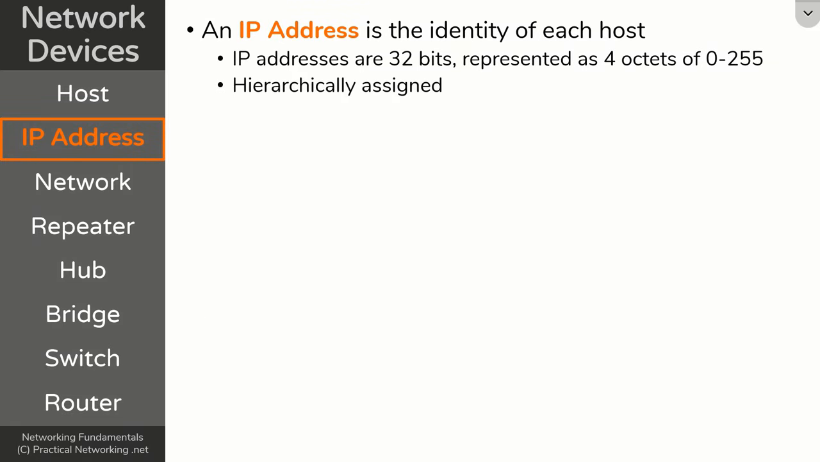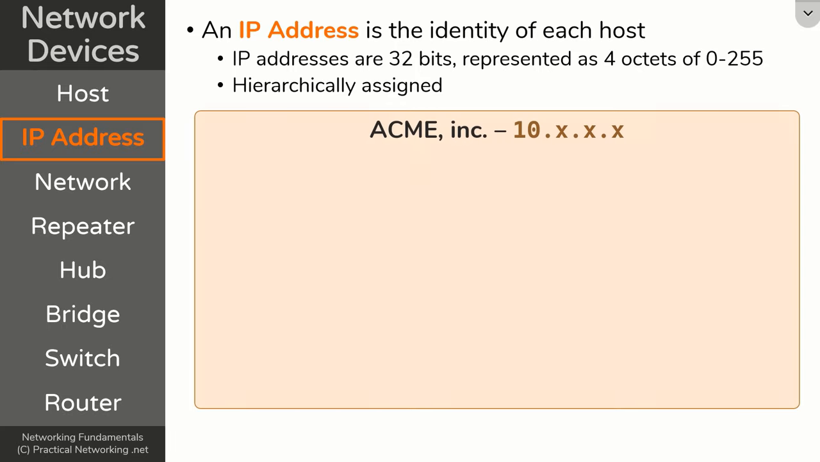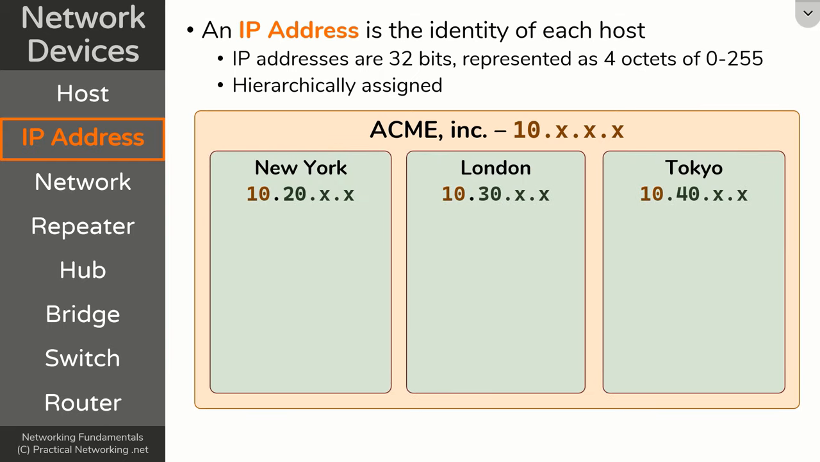Now, these IP addresses are typically assigned in some sort of hierarchy, so let me explain that. Imagine this is the Acme Corporation, and the Acme Corporation owns every IP address that starts with 10.anything. Well, maybe the Acme Corporation has 3 different offices, one in New York, one in London, and one in Tokyo. And each of those offices is going to have a subset of the Acme Corporation IP space. New York might have everything that starts with 10.20, London might have everything that starts with 10.30, and Tokyo might have everything that starts with 10.40.